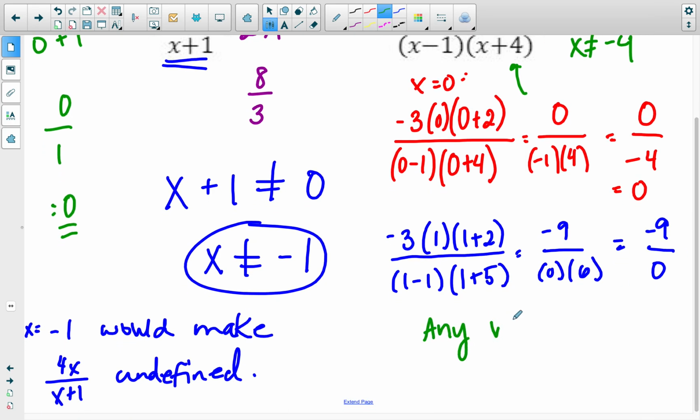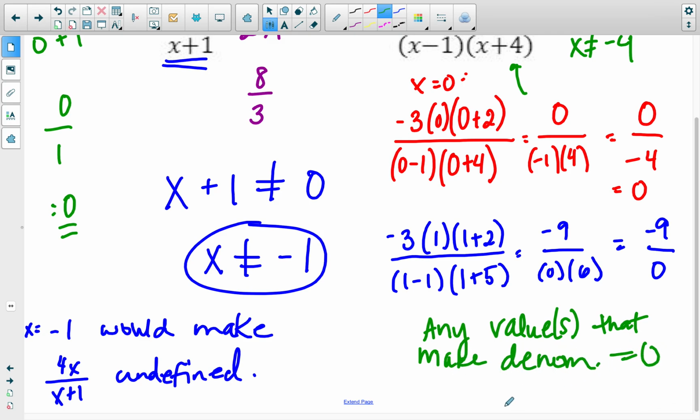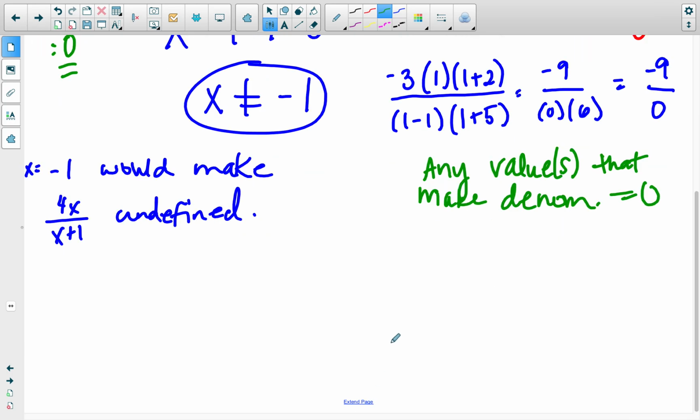Any values that make the denominator equal 0 would make the expression undefined.